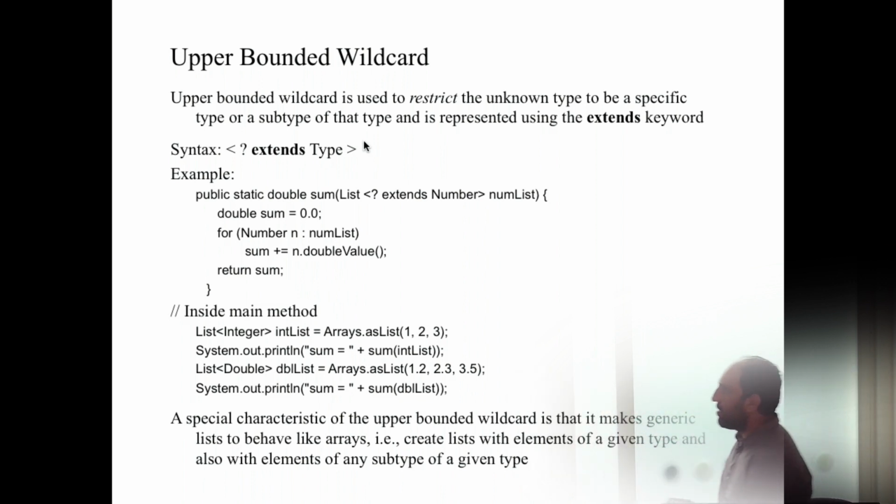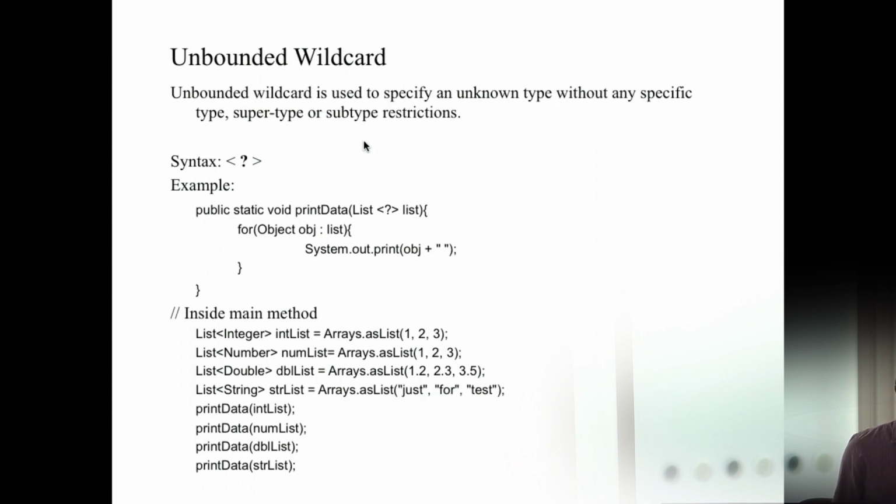And here you have an example. We have a list of Integer, an int list, and then we create an integer list and just print it. Then we have another list of Double and we use it. Then we have similar code, print data list, and we have not specified any restriction. So it means it can be used with any type, Integer, Float, Double, Long, whatever.